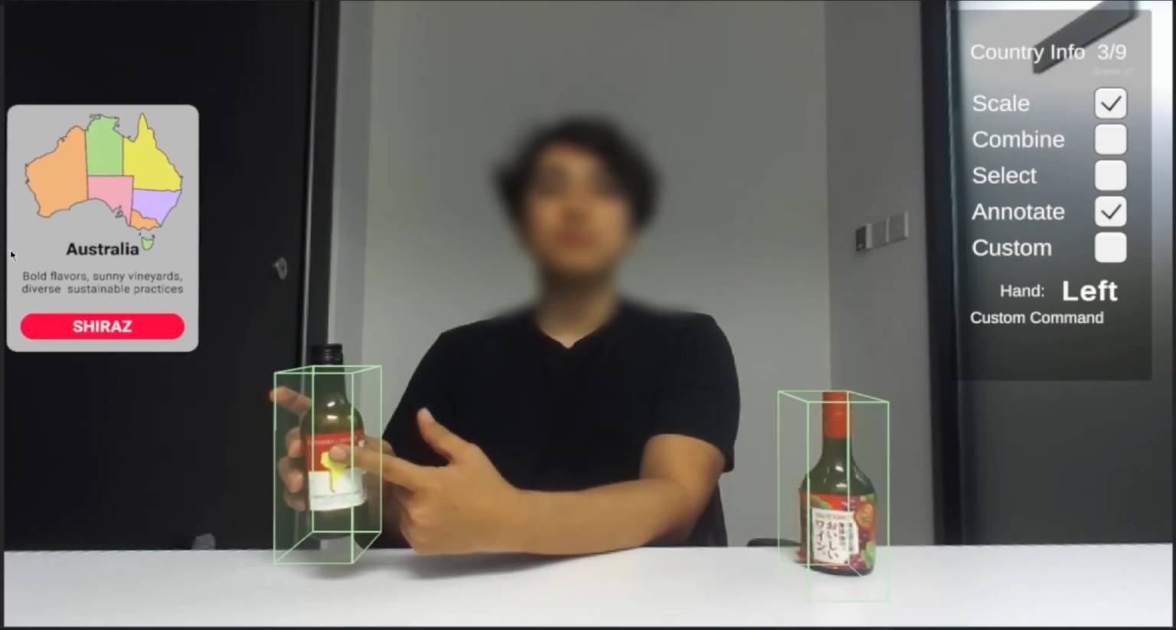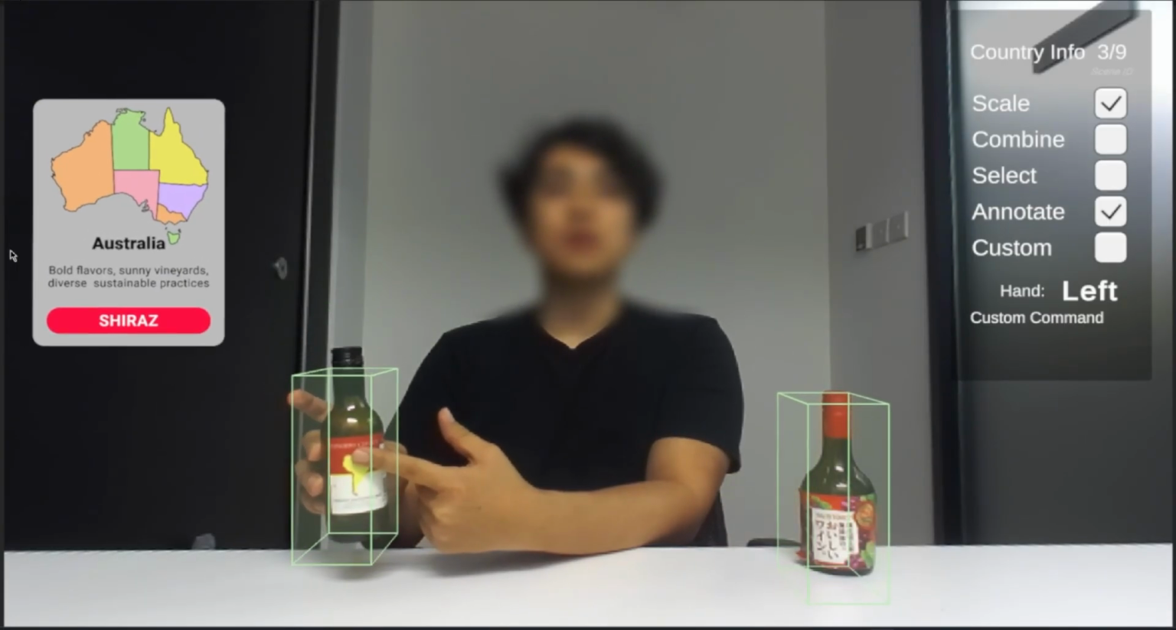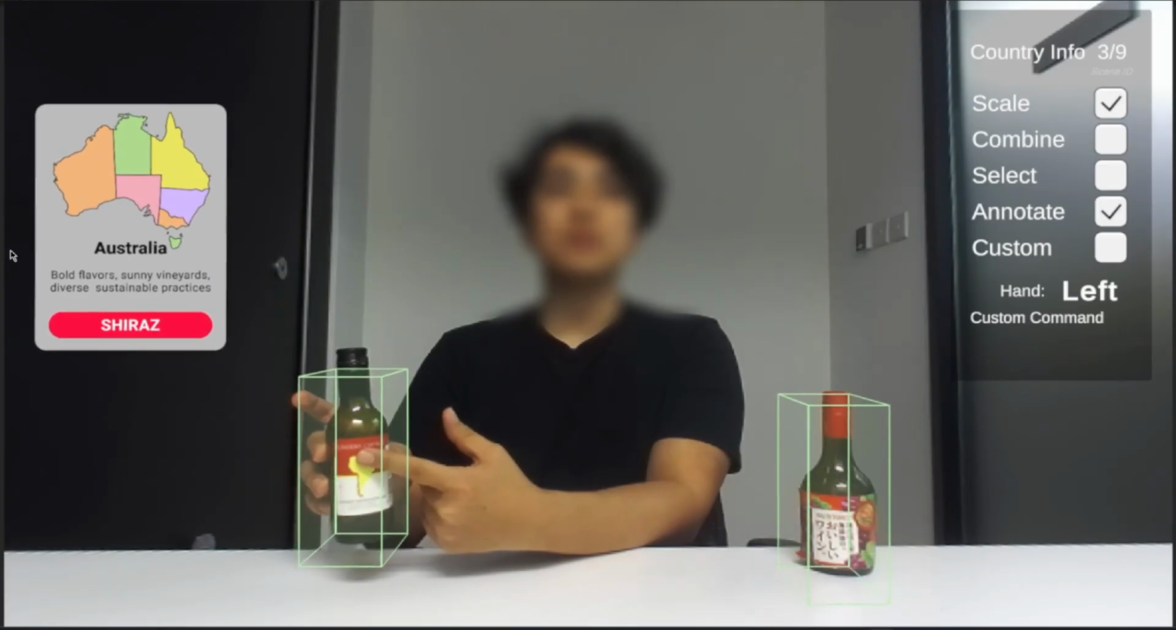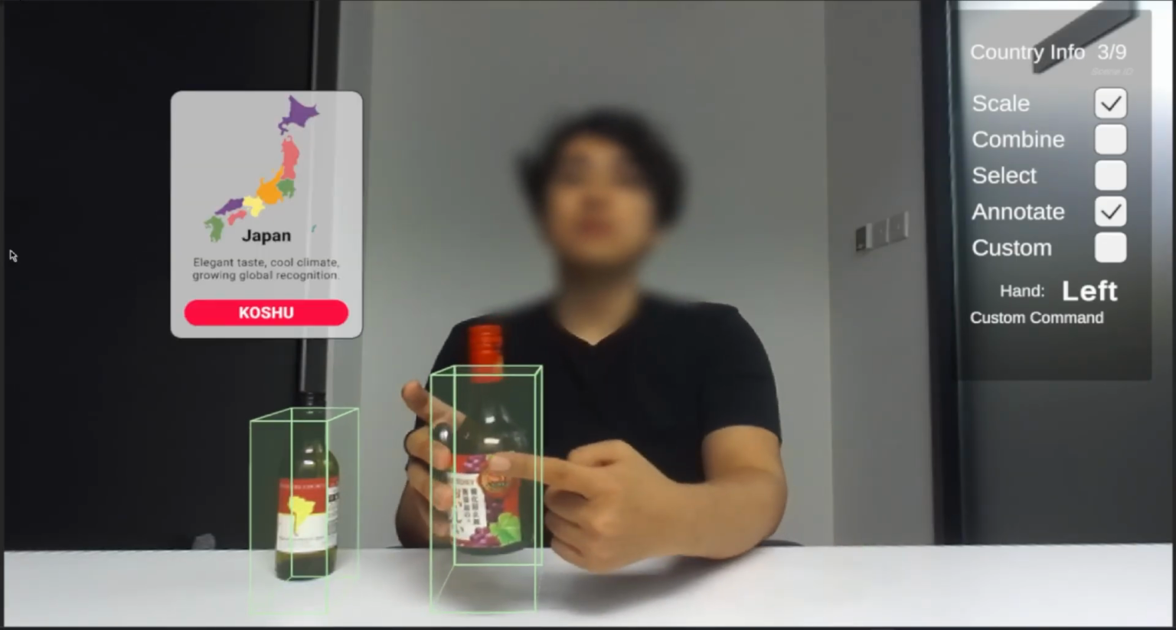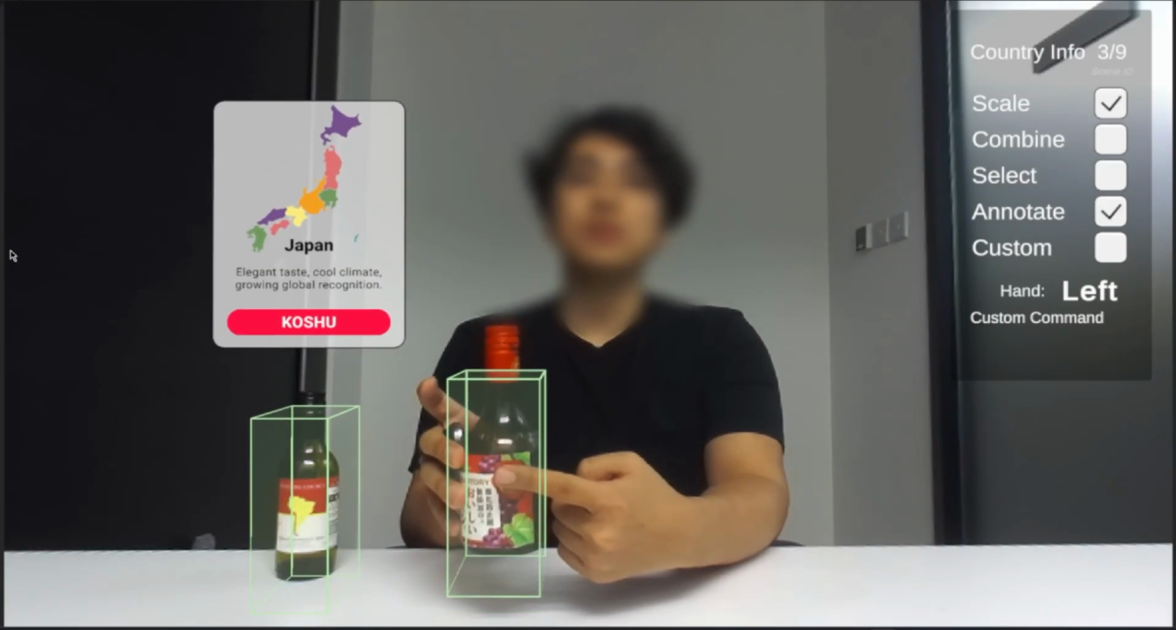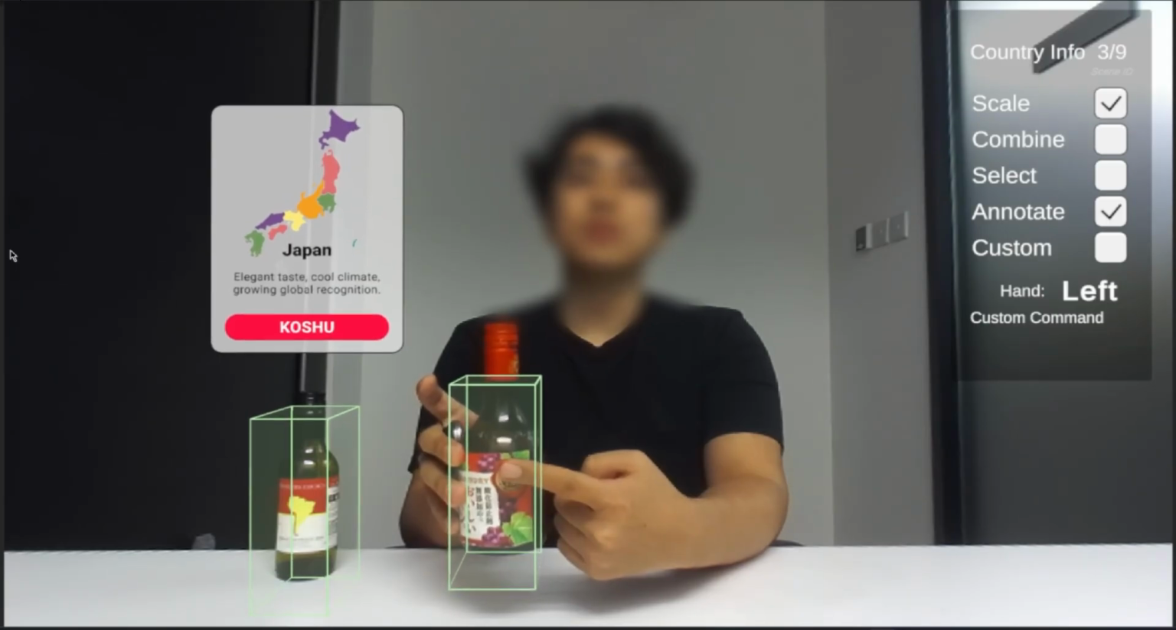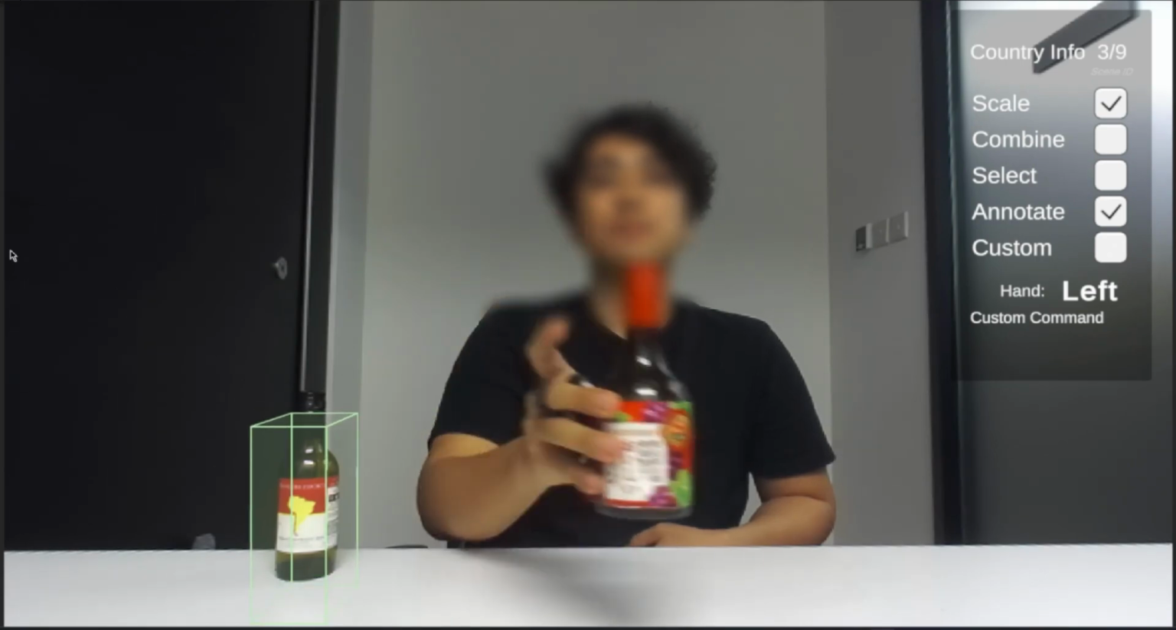In Australia, Shiraz is a major grape variety. It is especially known for its bold flavor and sustainable production practices. On the other hand, in Japan, the Kyushu grape is quite famous. The labels are also quite unique and reflect the wine's identity.